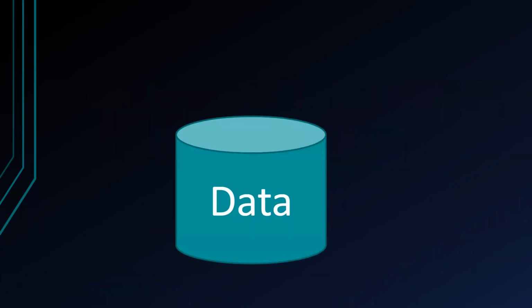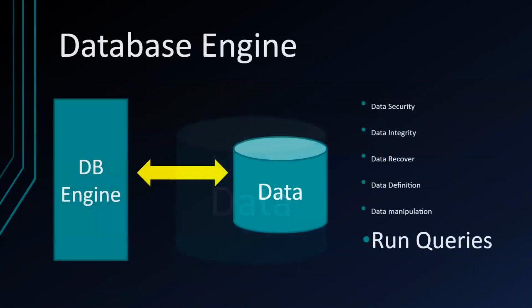So it's all about the data. The relational database management system is there to protect the data. In fact, there's a piece of software that we're going to be working with today called a database engine. The database engine is non-visual software. You never ever see the database engine. Anytime you're working with a relational database management system, there's always an engine that's separate from the front end. We'll see the front end in just a second. The engine is what's responsible for managing the data, for handling data security, integrity, recovery, definition, and data manipulation.